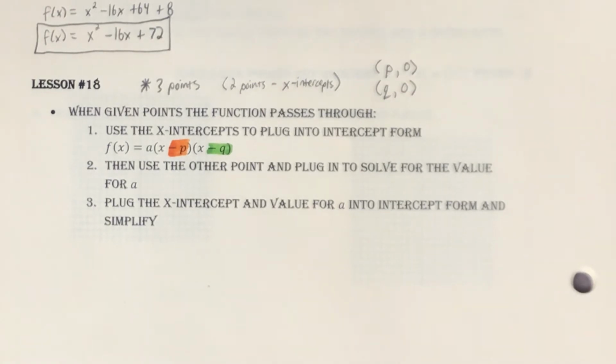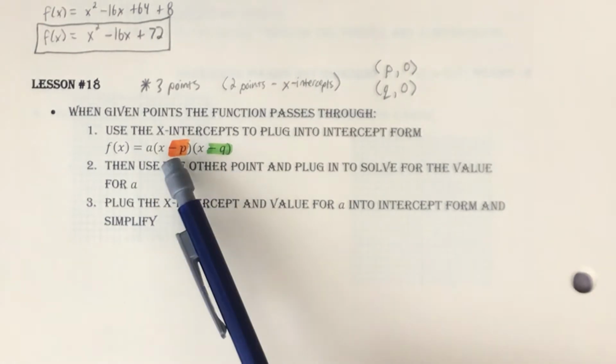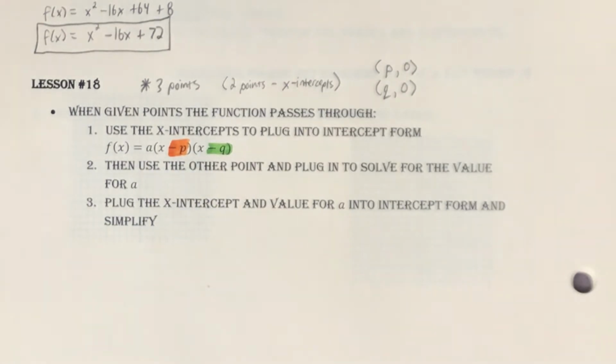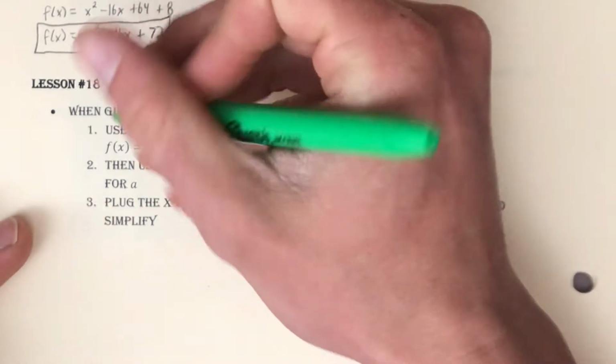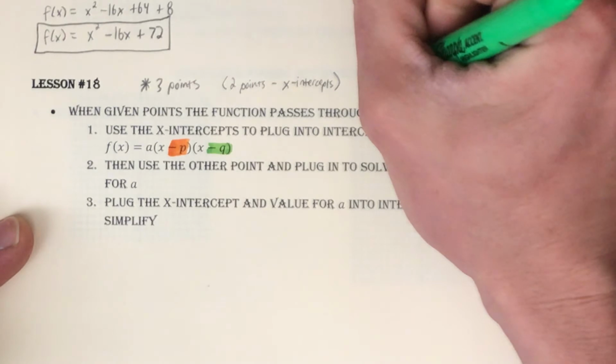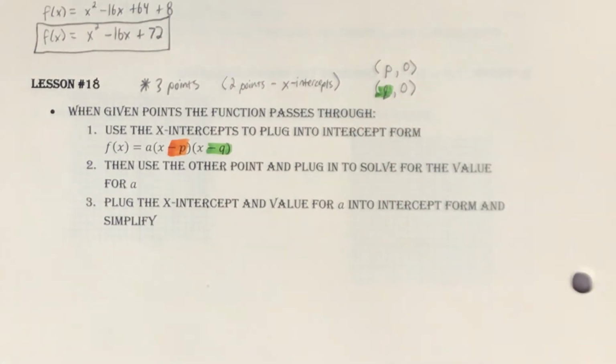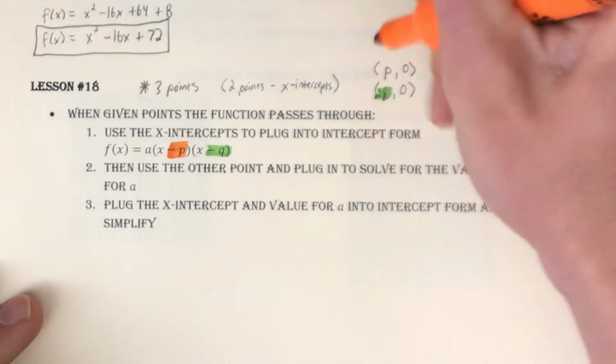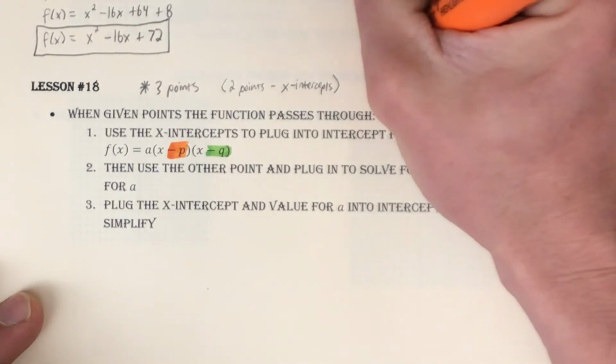Now, what you may notice from there is once we plug those in, we still have x's that we don't know values for and a's that we don't know values for. Well, this is where the next big thing comes in. Then we are going to use the other point. So remember, there's 3 points. 2 of them are x-intercepts. We've got the q and we've got the p here. But then we've got this third point that they're going to have given us.